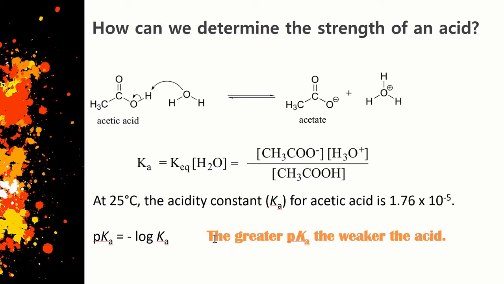Something to remember is that the greater the pKa, the weaker the acid, which is similar to our pH. Numerically speaking, if we're comparing a pH 6 acid to a pH 1 acid, we know that a pH 6 acid is weaker than a pH 1 acid, right? So similarly, the greater the pKa value, the weaker the acid.